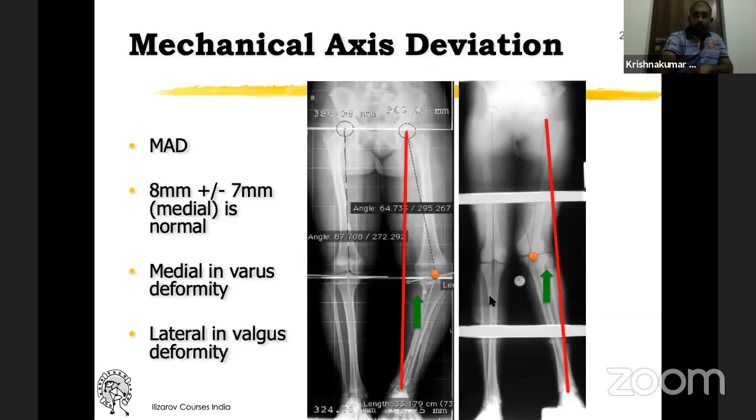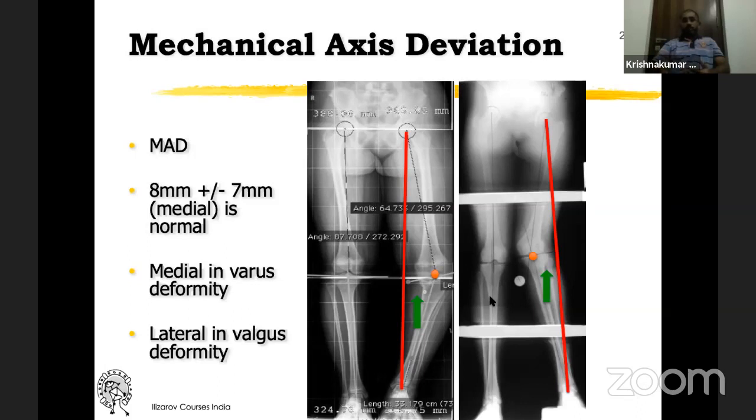So mechanical axis deviation, that is the first step in deformity correction surgery. So what is mechanical axis deviation? You find out how much the axis is deviated from the center of the knee joint. You connect the center of the head of femur to the center of the ankle and measure the distance between the center of the knee joint and the actual axis line proper. Normal is 8 to 15 mm deviation. Anything more than that is what we give the terminology mechanical axis deviation.